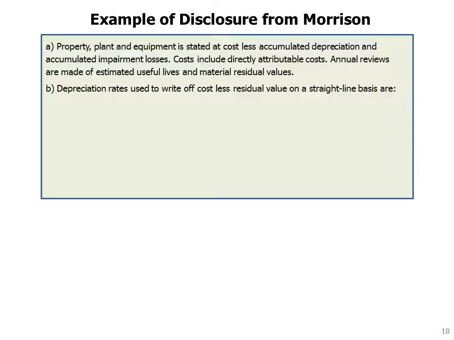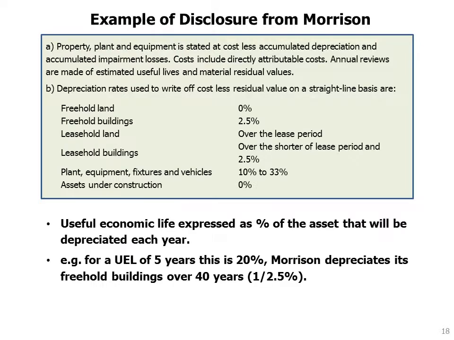And here's an example of disclosure for Morrison. So property, plant and equipment stated at cost less accumulated depreciation and any accumulated impairment losses. And costs include directly attributable costs, so that's the acquisition cost of the assets. And they have annual reviews of estimated useful life of the assets and material residual values. And they tell us that depreciation rates are used to write off cost less residual value on a straight line basis. So the method we just looked at, and then they give us estimates for useful economic life.